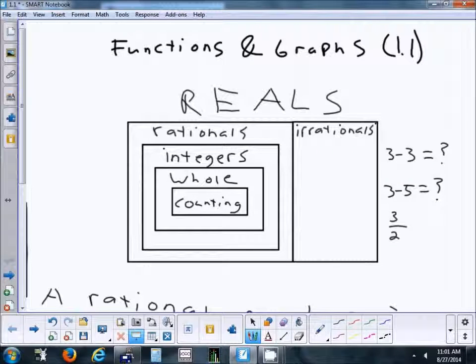Anybody give me an example of something that's irrational? We already heard one today. What did you say, Alex? Pi. Now, pi is irrational. We can't prove that. We think it's irrational. We've never seen a pattern.